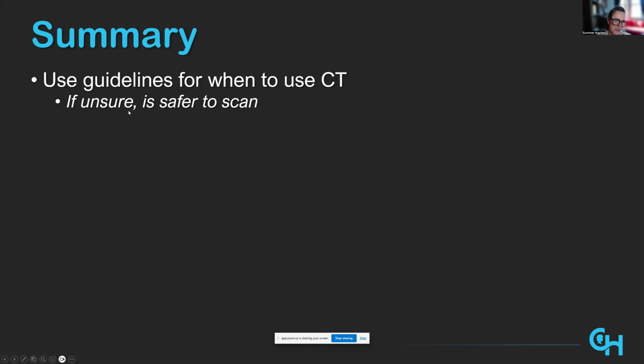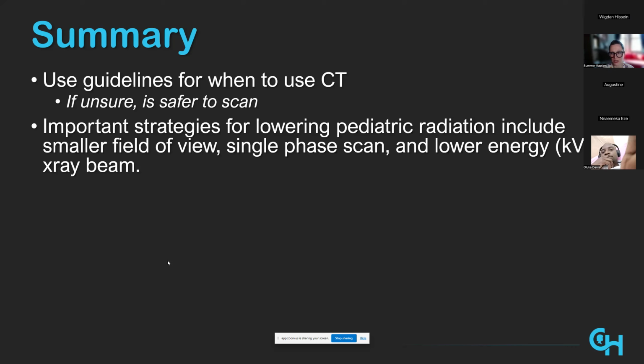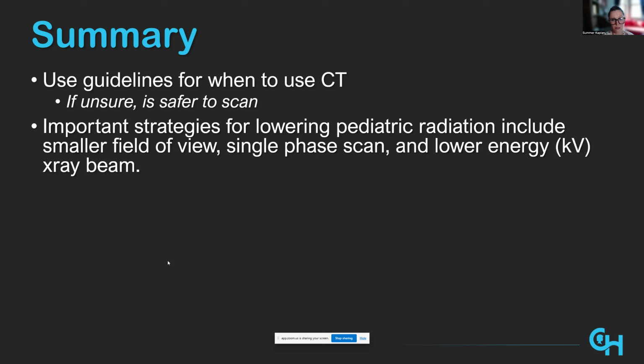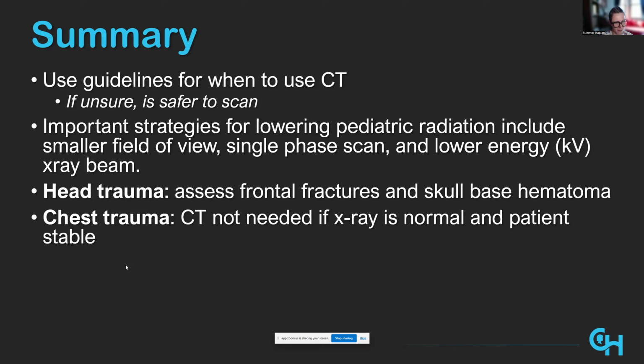However, guidelines do exist for when it's appropriate to scan. There are important strategies you can use for lowering pediatric radiation, besides being selective about who gets a scan. Using smaller field of view, using a single phase rather than multiple phase scans, and using lower energy for smaller body sizes. In head trauma cases, make sure you assess for frontal fractures, which is where pediatric fractures are more likely to happen, and skull base hematomas. So look very carefully around the skull base.